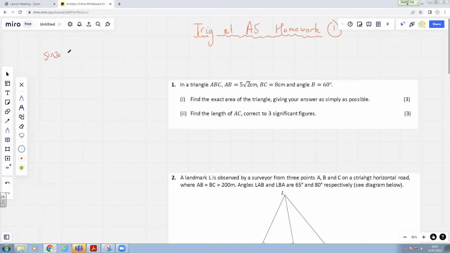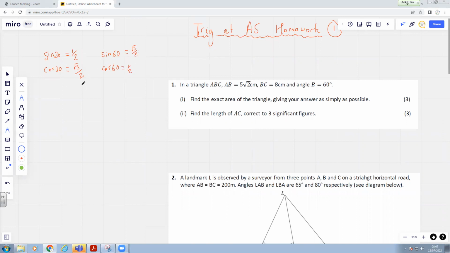Sine 30 is a half, which means cos of 30 must be the other one, root 3 over 2. Sine 60, they go the other way around, and cos 60. You just swap them over. So that one's going to be root 3 over 2. That's going to be a half.